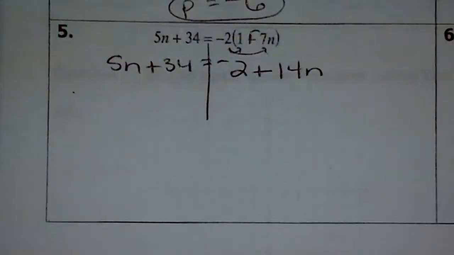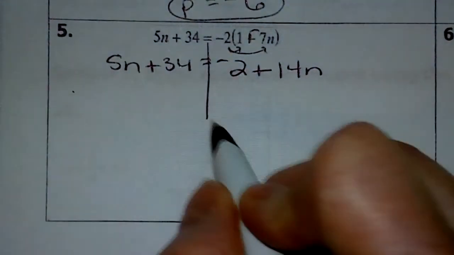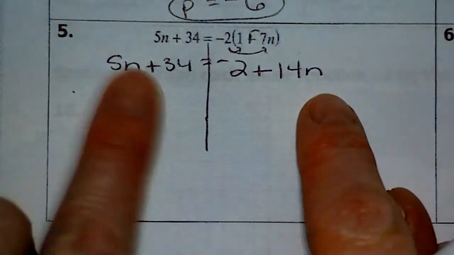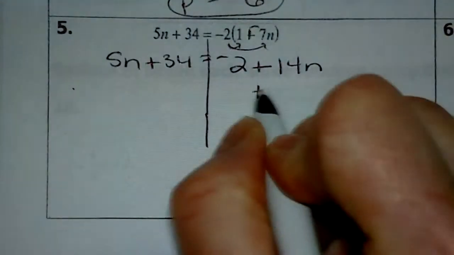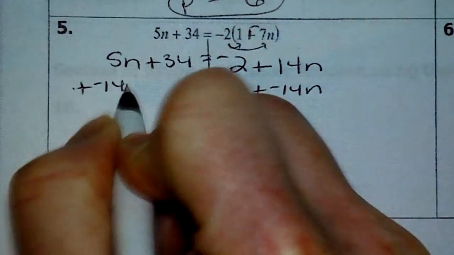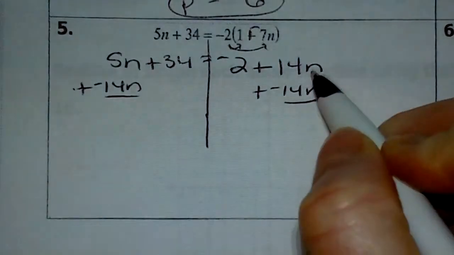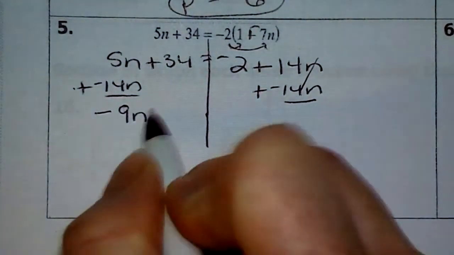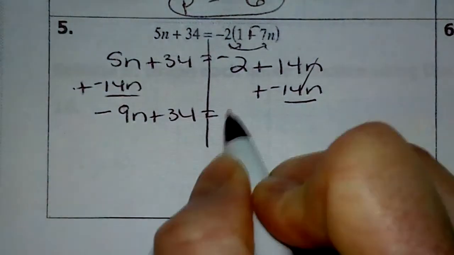If you don't know that a negative times negative is a positive, then type it in your calculator while you are taking this test. Don't just guess. Alright, I want all of my letters on one side, because I can see there's no like terms here, but there's variable on both sides. I'm going to move the positive 14n over here by adding a negative 14n. 5n plus negative 14n is negative 9n. I still have that plus 34.